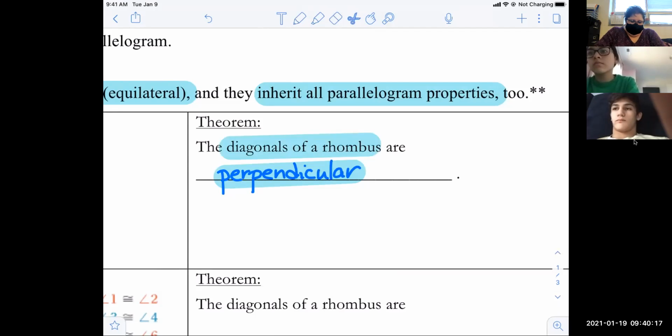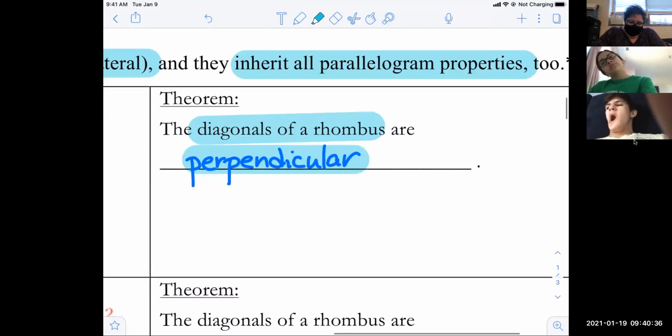Is that going to be true in squares? Will that be true in squares? Yes, because why, Maya? Squares are rhombuses. Okay, the diagonals of a rhombus are perpendicular. Also true in squares.